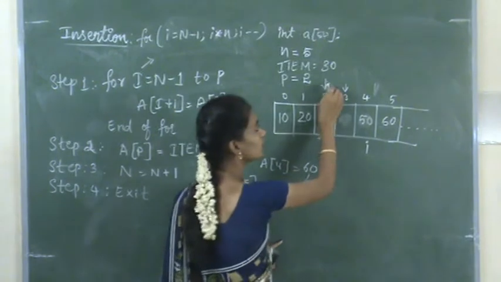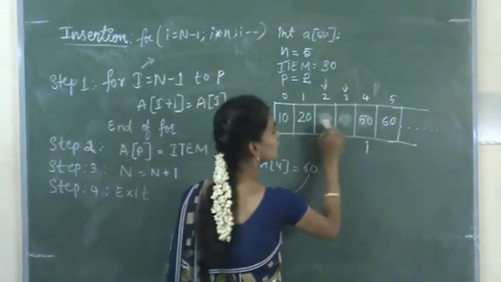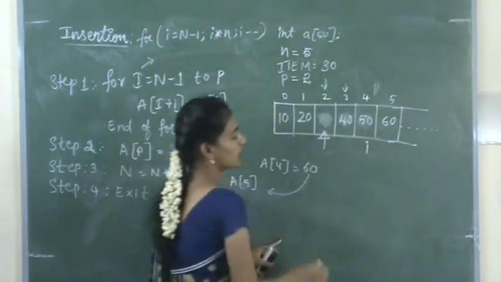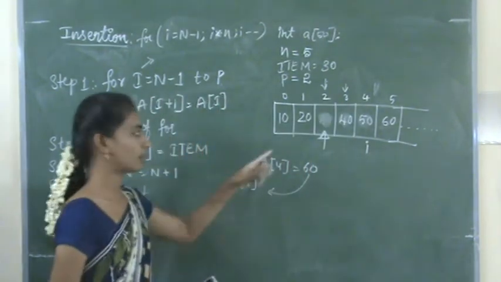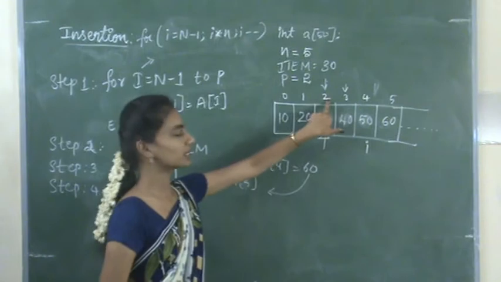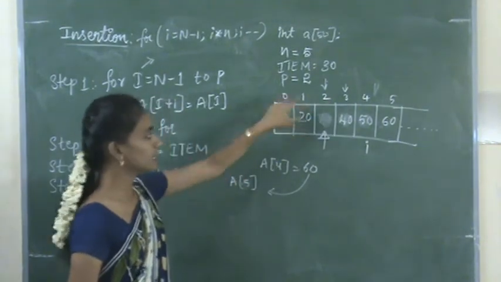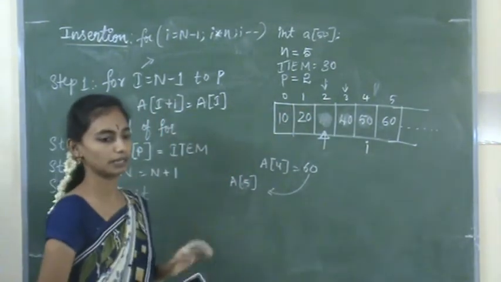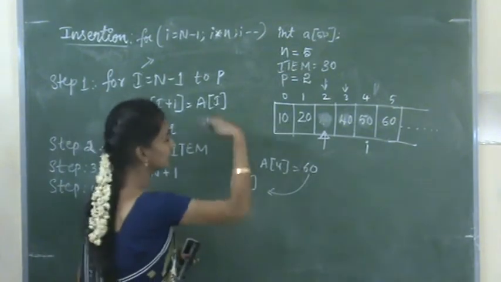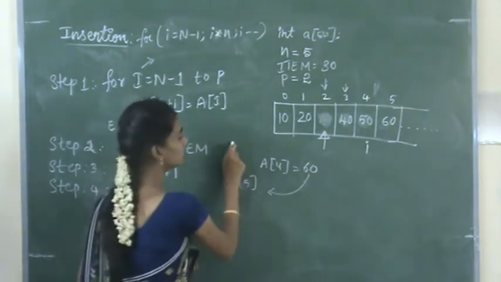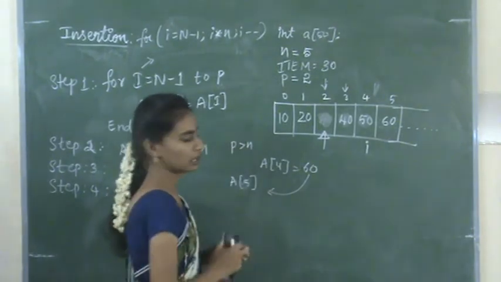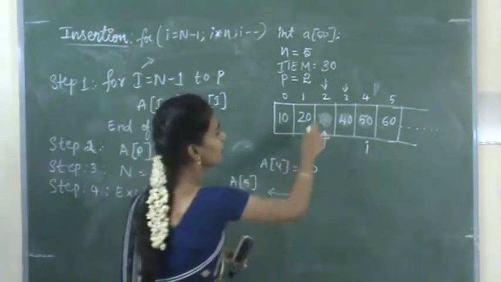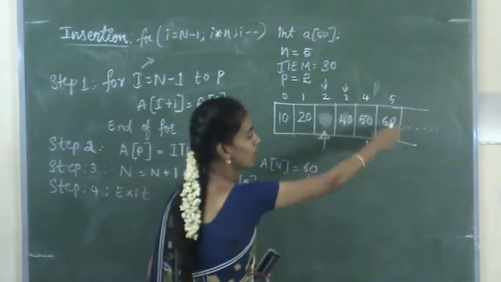Again the I value becomes 2. So this value will be shifted to here. And this will be the position where we have to insert the element. For this we are providing the condition to insert an element. So we are checking the condition in the program whether the position is greater than or equal to n. Okay. So up to the position we need to shift the elements.